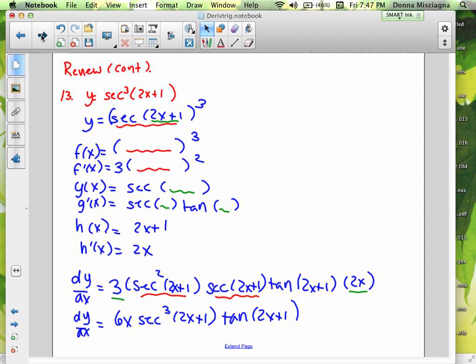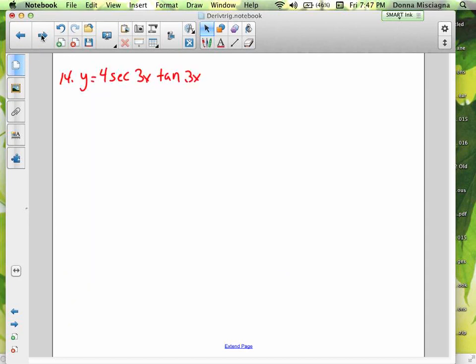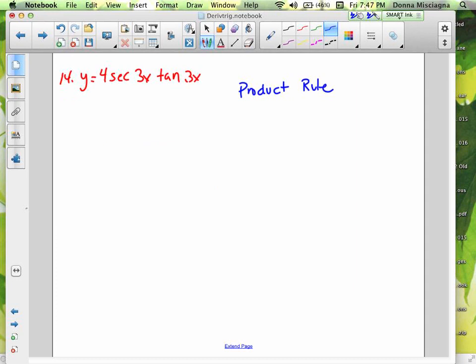I have 2 more. So we have 4 secant 3x tangent 3x. This is a product rule, and it's got quite a bit to this. Just as a reminder on the product rule, when you have a product, the derivative is going to be the first times the derivative of the second plus the second times the derivative of the first.